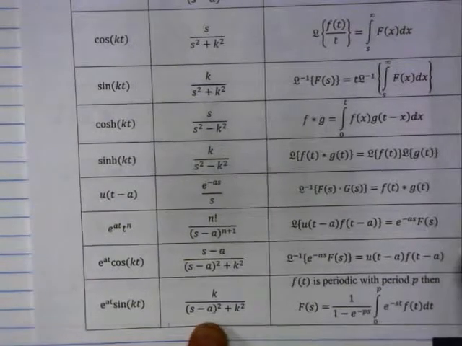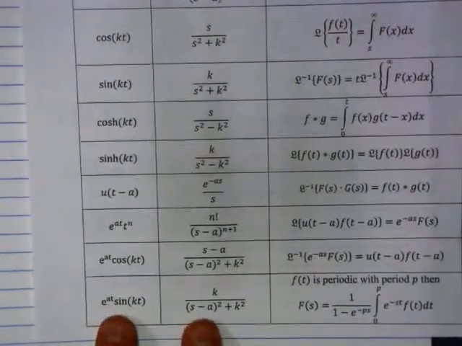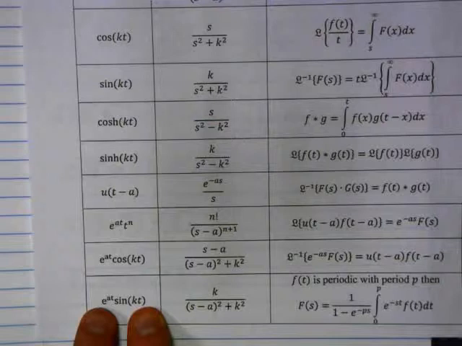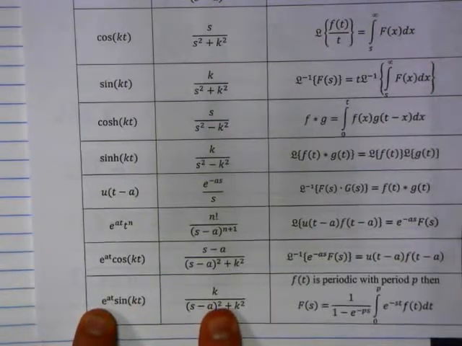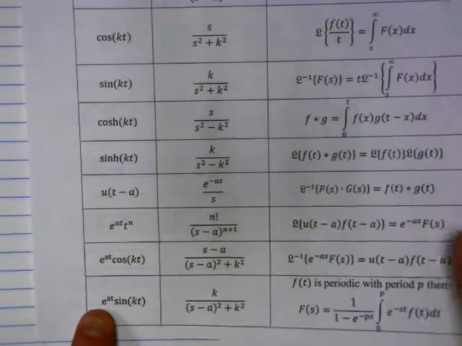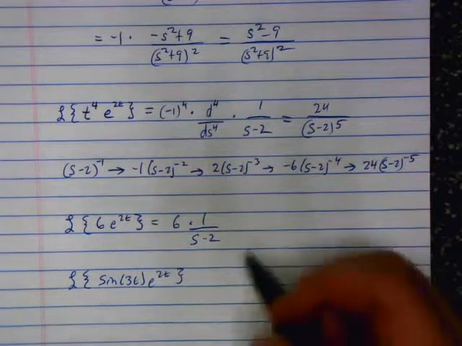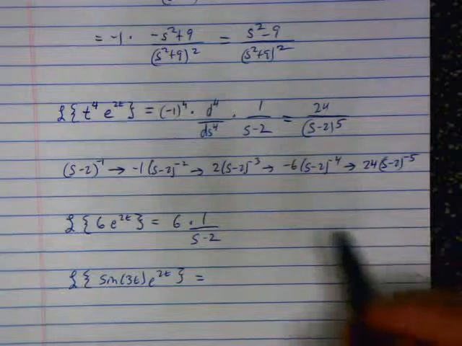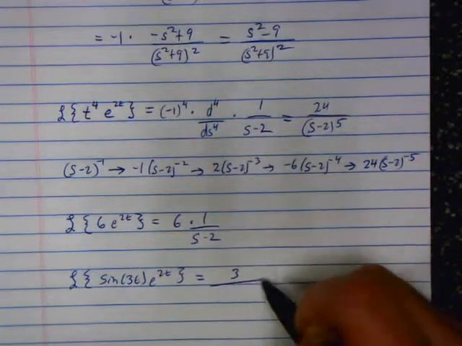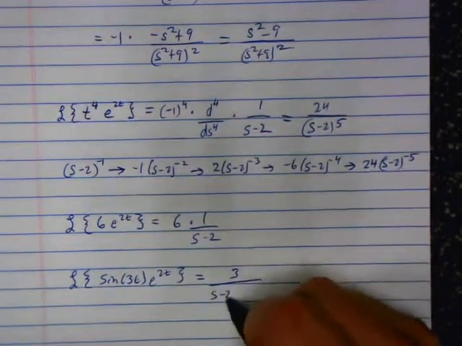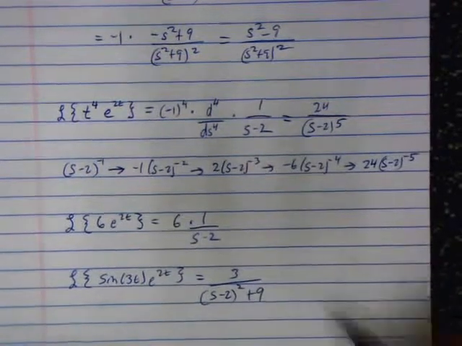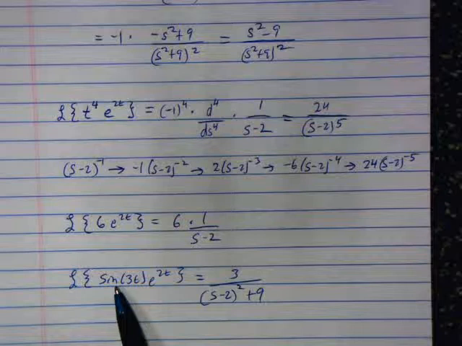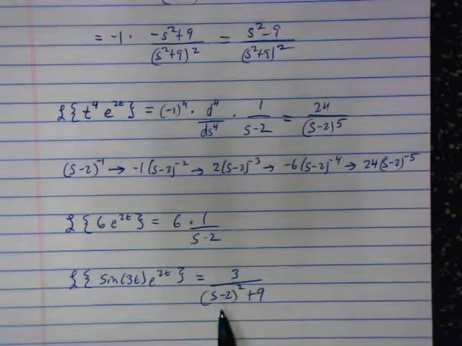So the answer to this one would be, remember this one came from a couple sections ago. This was our translation theorem. When you have a function and you multiply it by e to a power, you get a shift of your original function. So this is going to be 3 over s minus 2 squared plus 9. It's our traditional sine Laplace transform, shifted 2 units to the right.